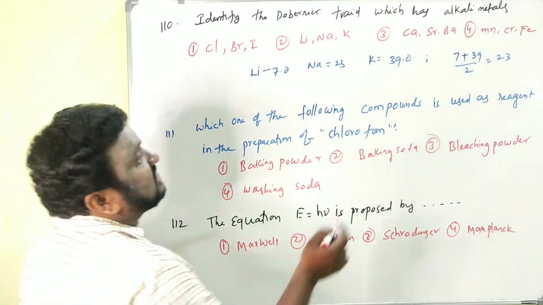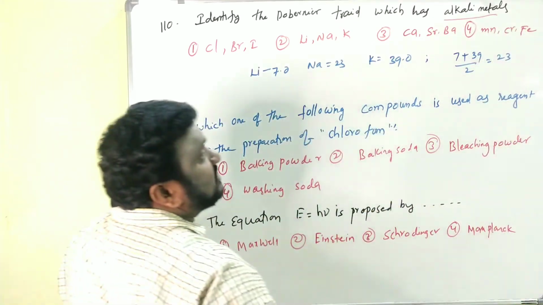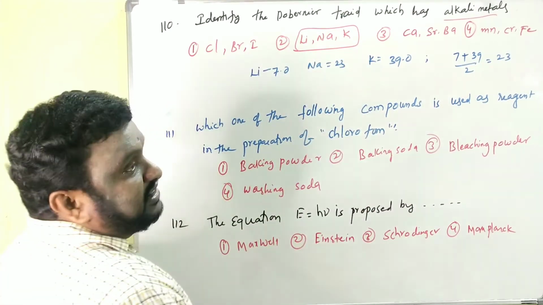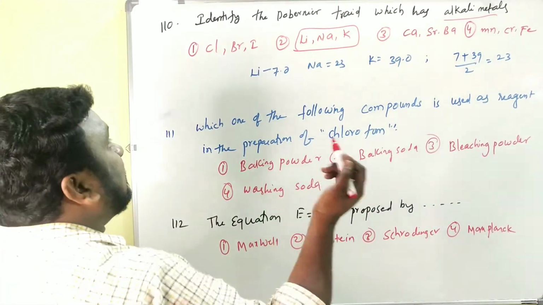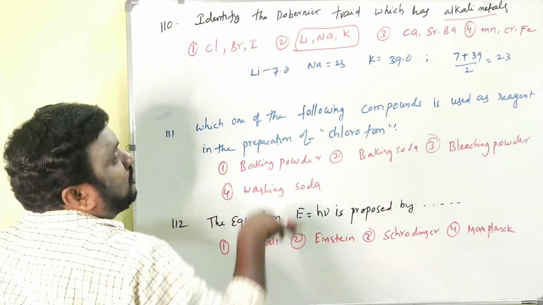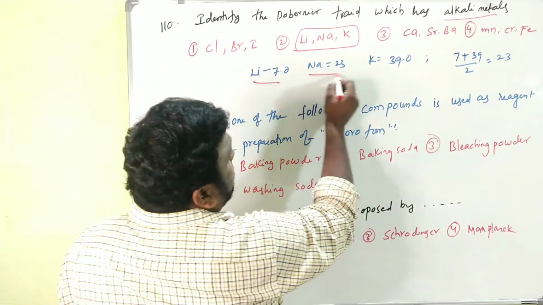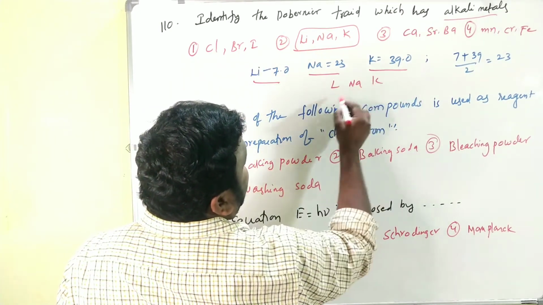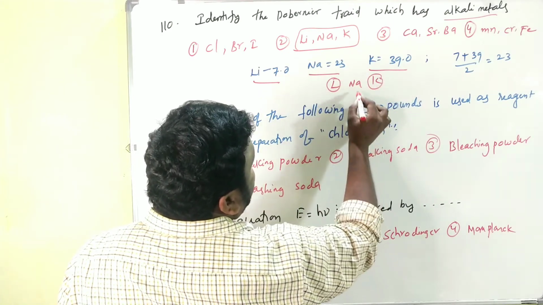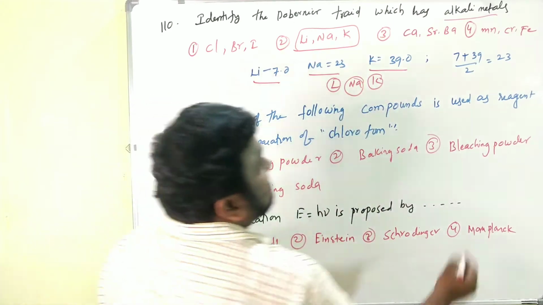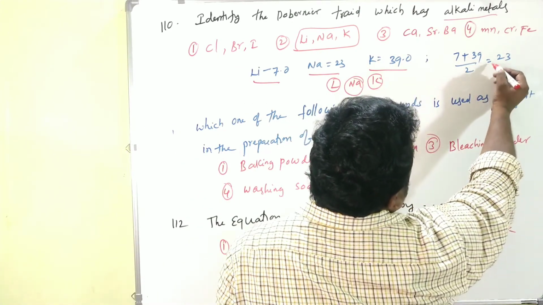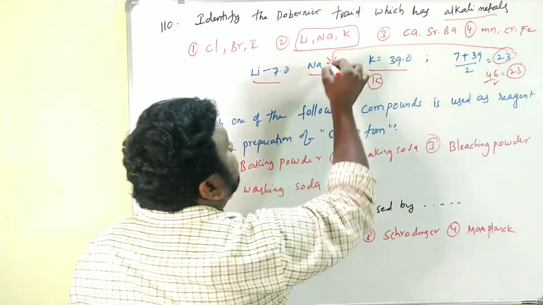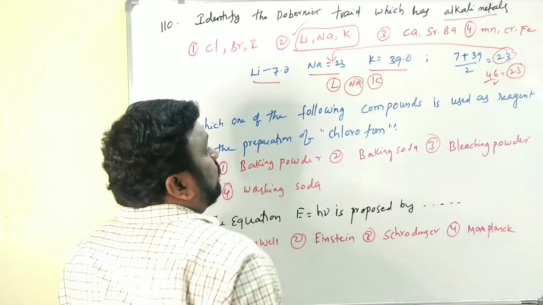So he was asking about alkali metals. First group A elements are alkali metals. In those, lithium, sodium, potassium are the group 1A metals, called alkali metals. Let us check whether they are a triad or not. Lithium 7, sodium 23, potassium 39. So the triad is Li, Na, K. The average of Li and K atomic weights should be equal to sodium. That is 7 plus 39 by 2, which is 46. 46 by 2 is 23, and 23 is the atomic weight of sodium. So that's why the second option is the right one.